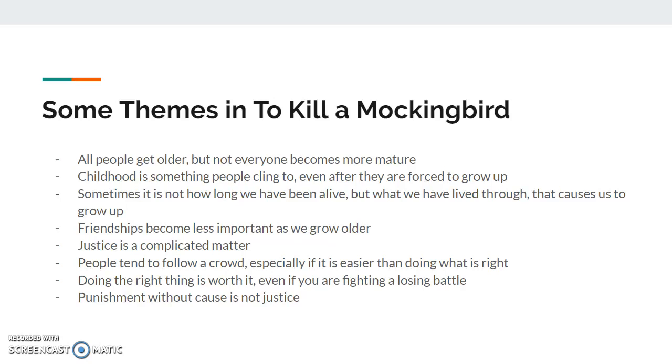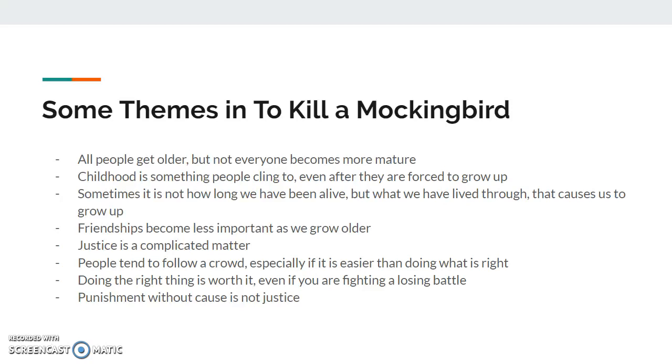Okay. So one of the things we learn about maturity, for example, is that all people get older, but not everyone becomes more mature. I think we can all think of someone who's older than us, but acts younger than us, right? And we see that in the story. We also see that childhood is something that people cling to, even after they're forced to grow up. So one good example is how Scout, who's being asked to behave in very adult ways, to not start fights, she kept her head about Mrs. Dubose. She crawls into Atticus's lap. She wants to be held like a little kid, even though she's had to act very grown up that day.